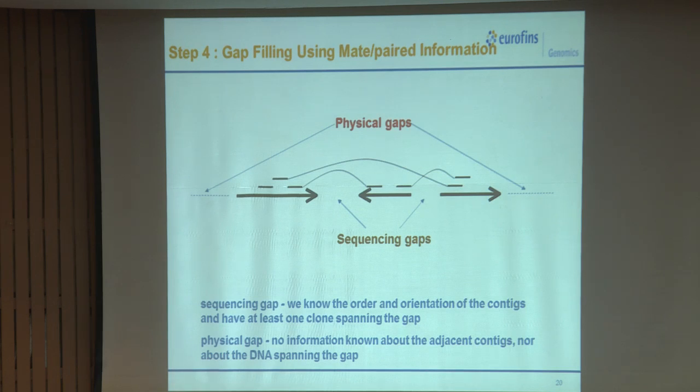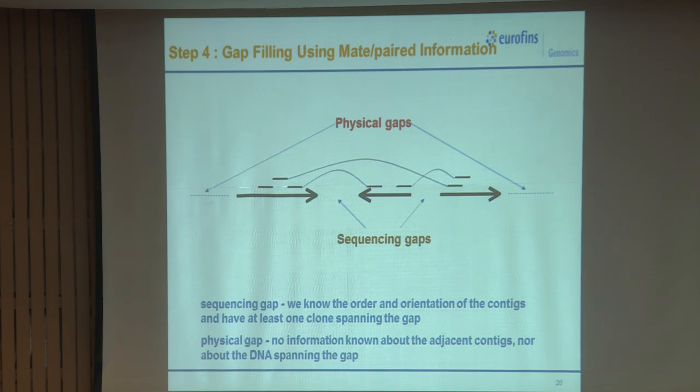Now, after assembly, we have gaps in between, so we do gap filling. How do we do gap filling? In gap filling, we have two sets of gaps. One is the physical gap, which is where no information is known about the adjacent context. I know that this is after this, but I do not have information between. I just have the insert sequence information, but I do not have any sequence in it.